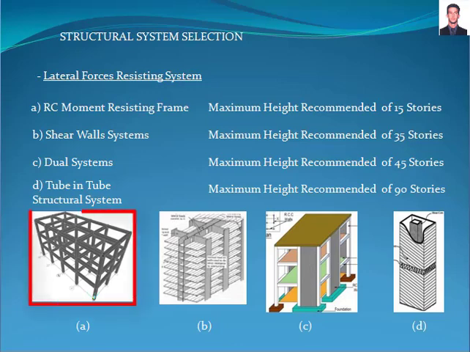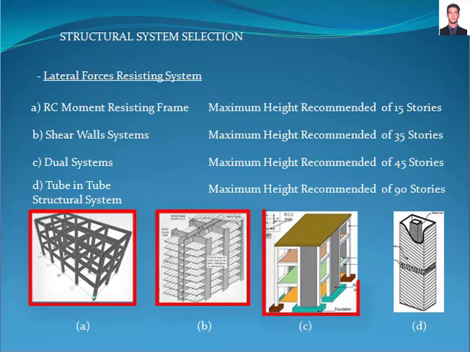The reinforced concrete moment-resistant frame is the most common type of system used in structural design, and is composed of beams, columns, brace frame, slabs, and foundation. The shear wall system is composed of slabs, shear walls, and foundation.